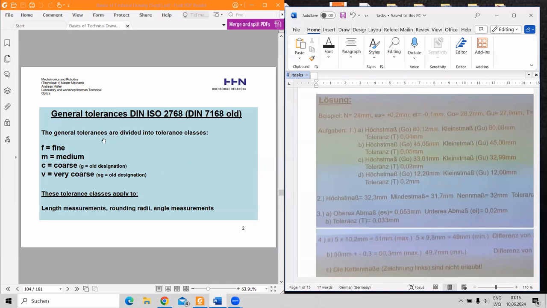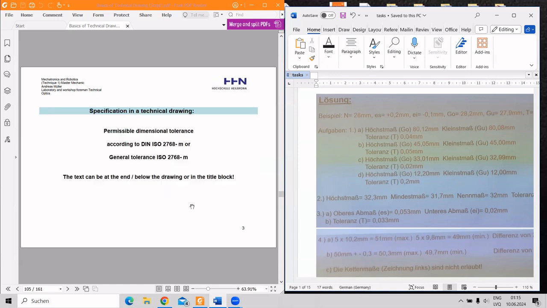Here the general tolerances are divided into tolerance classes. F means fine, M medium, C coarse, and V very coarse. And they apply to length measurements, rounding radiuses, and angle measurements. So we will use the general tolerance standard, which is called ISO 2768-M.